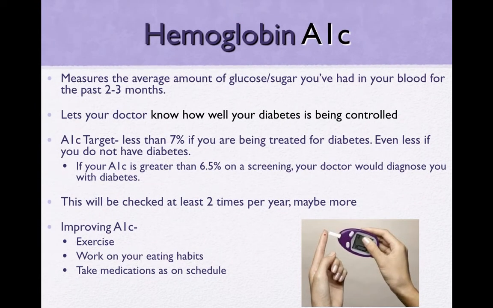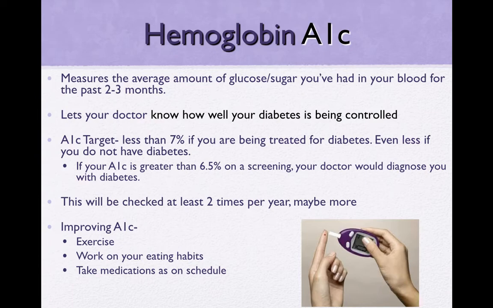We'll talk about each of these separately now. So the hemoglobin A1C measures the average amount of glucose or sugar that you've had in your blood for the past 2 to 3 months. It lets your doctor know how well your diabetes is being controlled, which is excellent. Your target, per the American Diabetes Association, is less than 7%. However, if you can get it lower, it's even better.